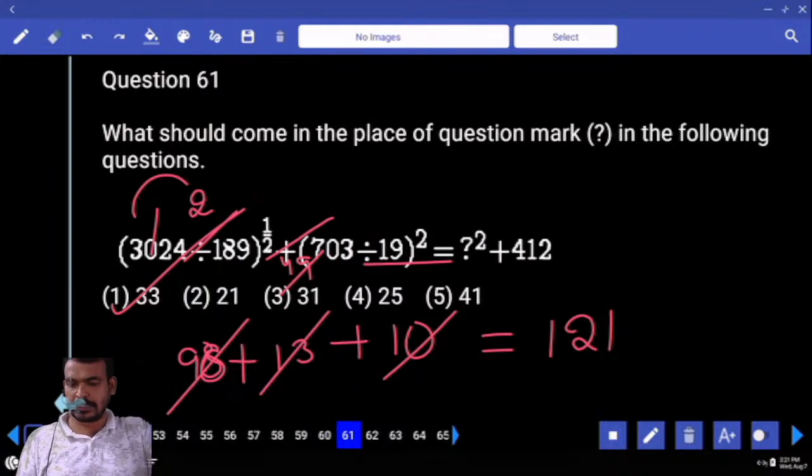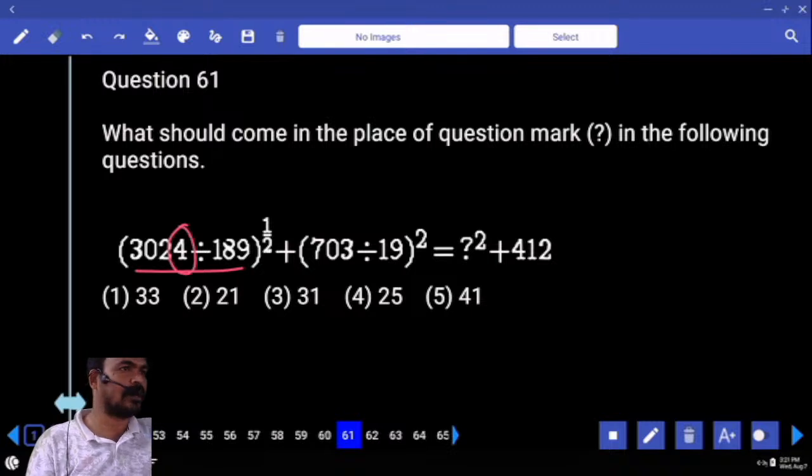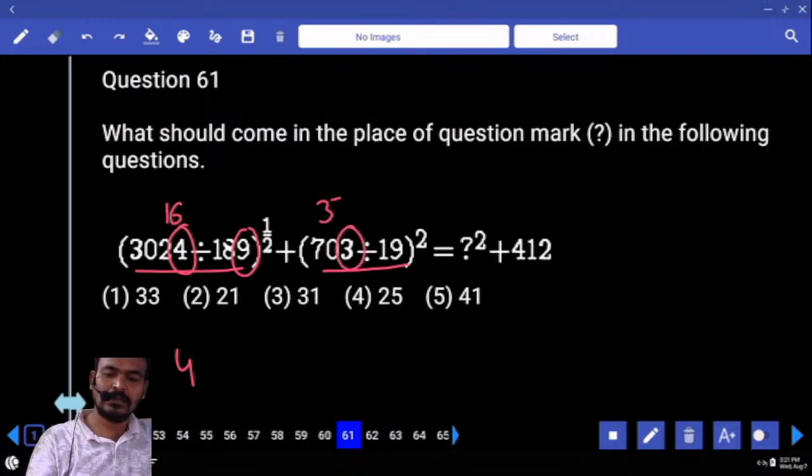Next question number 61. First priority 3024 divided by 189. More than 10 times but less than 20 times. What is the units position? Numerator 4. Denominator 9. And around 16 times. 16 power how much? 1 by 2. How much? 4. 703 divided by 19. More than 30 times but less than 40 times. End with 3. And 37. 37 square. What is the 37 square?